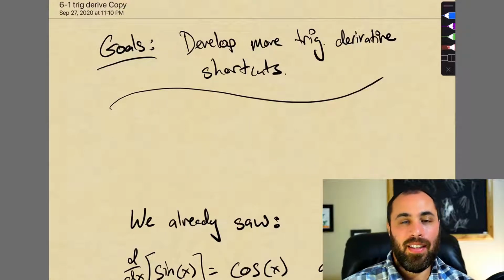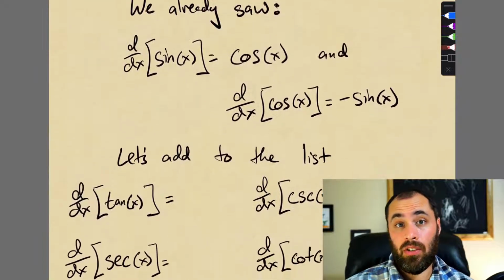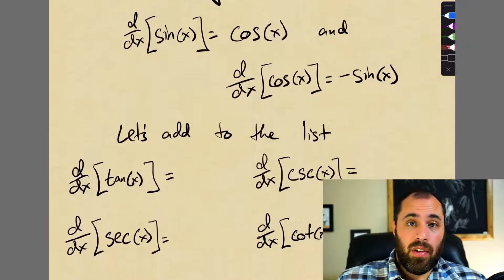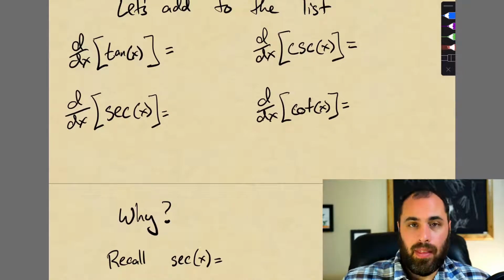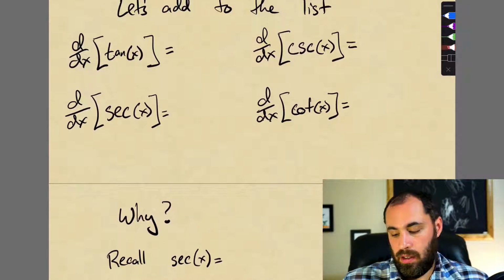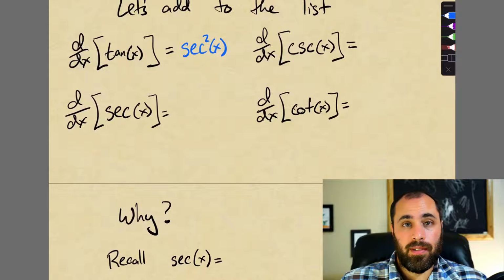Hi. In this video, we'll look at derivative shortcuts for the rest of the trig functions. We already saw the derivatives of sine of x and cosine of x, so we'll see the other four: the derivative of tangent, secant, cosecant, and cotangent. You can find all these in the book, but here are the derivative rules for these four trig functions.